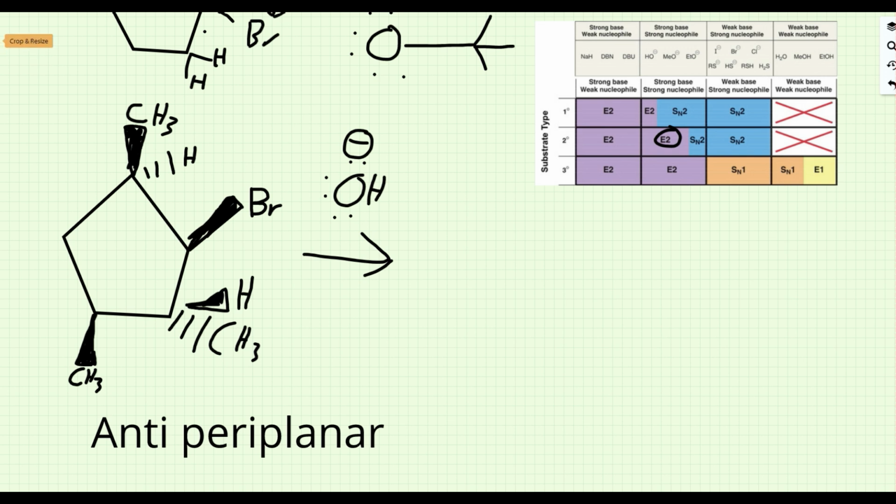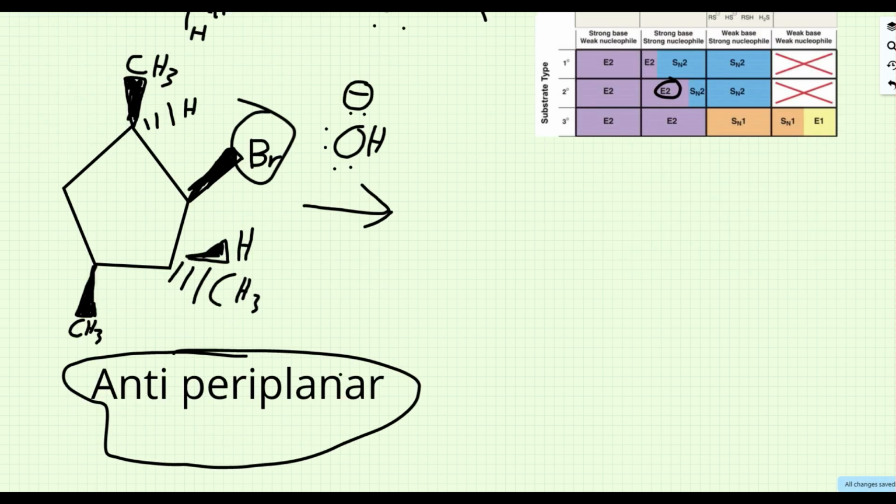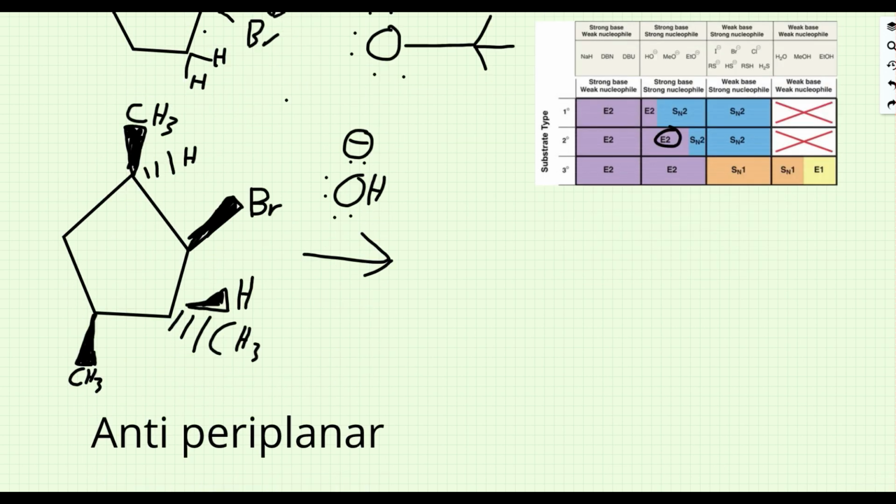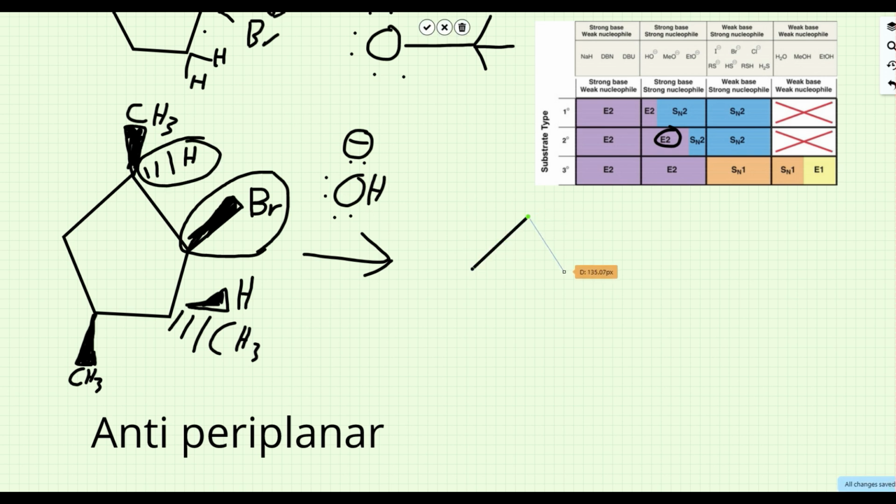So essentially, the leaving group, bromine, must be anti-periplanar to the adjacent hydrogens that are going to be leaving to form the reaction product. So bromine must be on a wedge. If bromine's on a wedge, the one it will react with will be on a dash. So let's just draw what the product will look like. So this would be the product of that reaction.